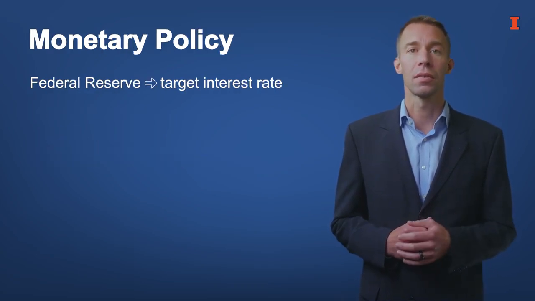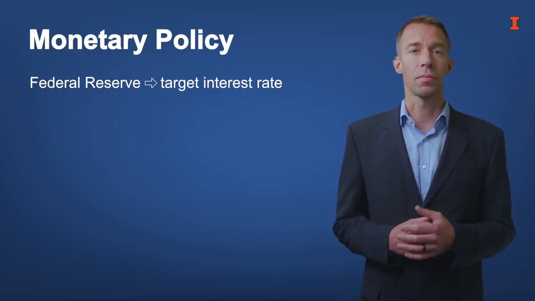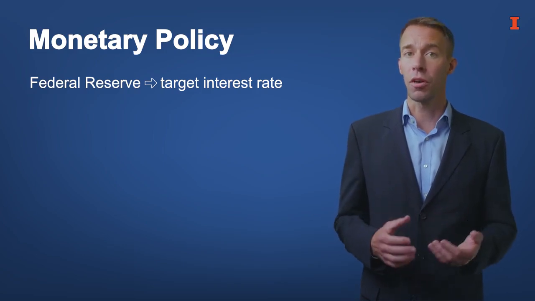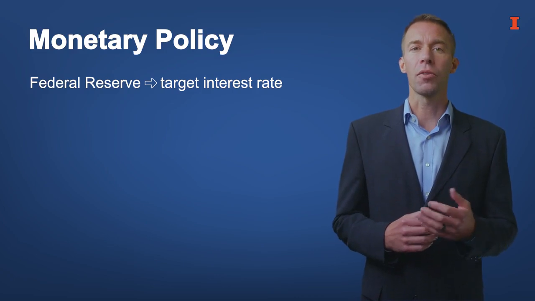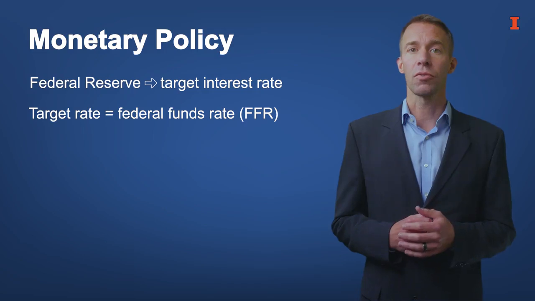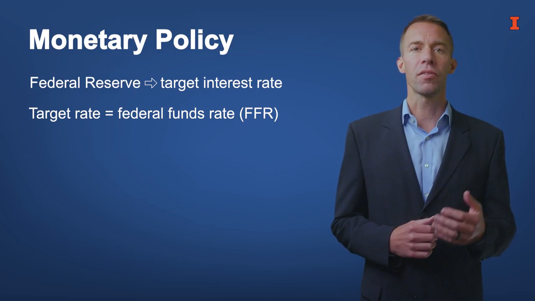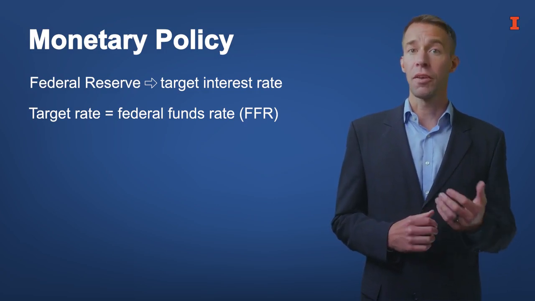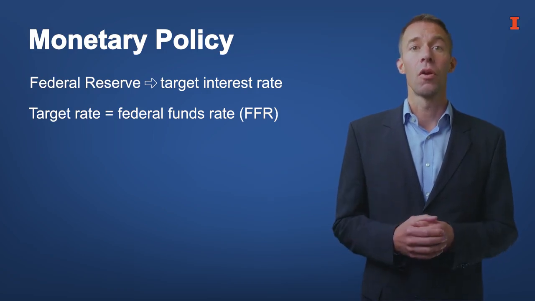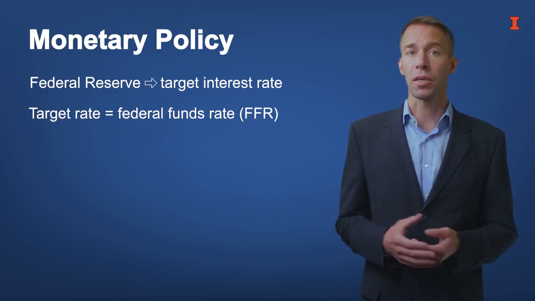Let's get started. Monetary policy involves choosing a target interest rate. This target interest rate will hopefully have an impact on the economy. This will allow the Federal Reserve to achieve its goals. The target interest rate of the Federal Reserve is called the federal funds rate. This is a short-term interest rate. In fact, this is the interest rate in the interbank market. Remember, the US interbank market is called the federal funds market.